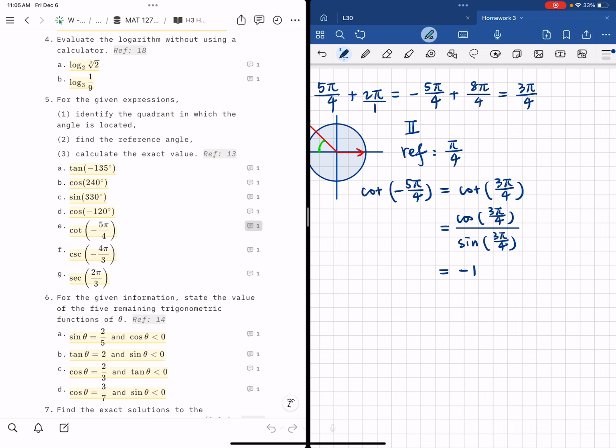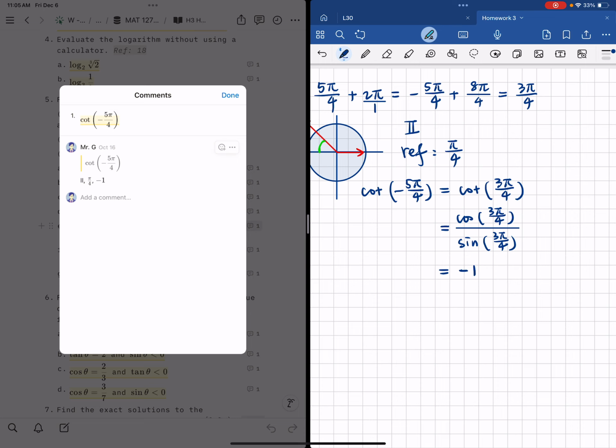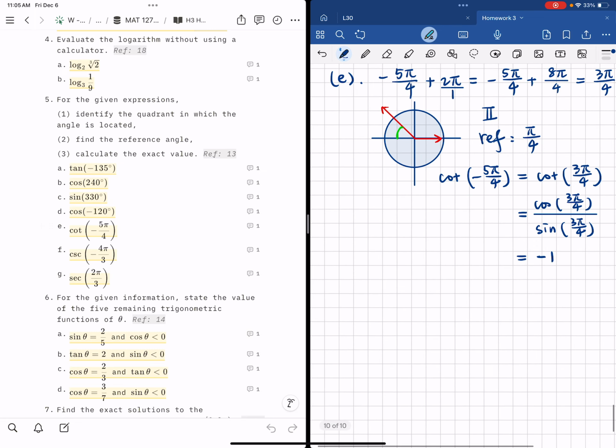And let's see if it's right. Second quadrant, pi over 4, next. All right, that's right. Next, part F. Part F is cosecant of -4 pi over 3.